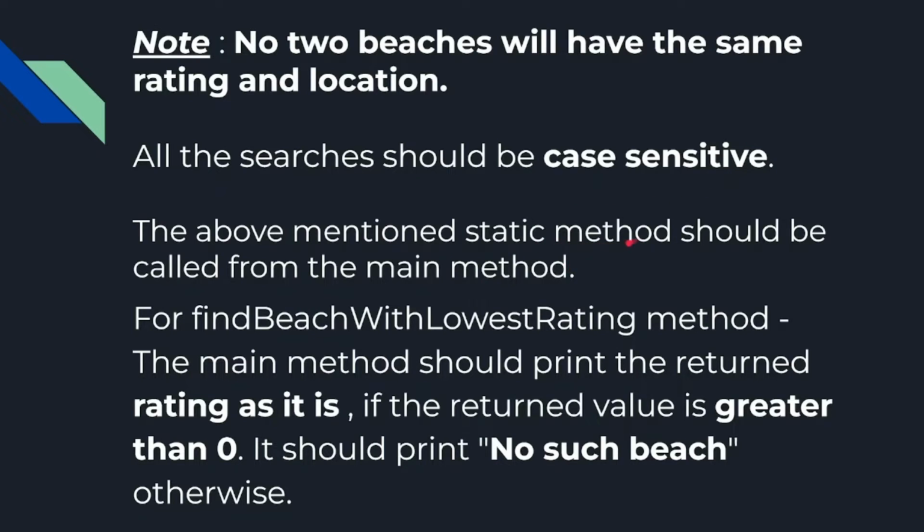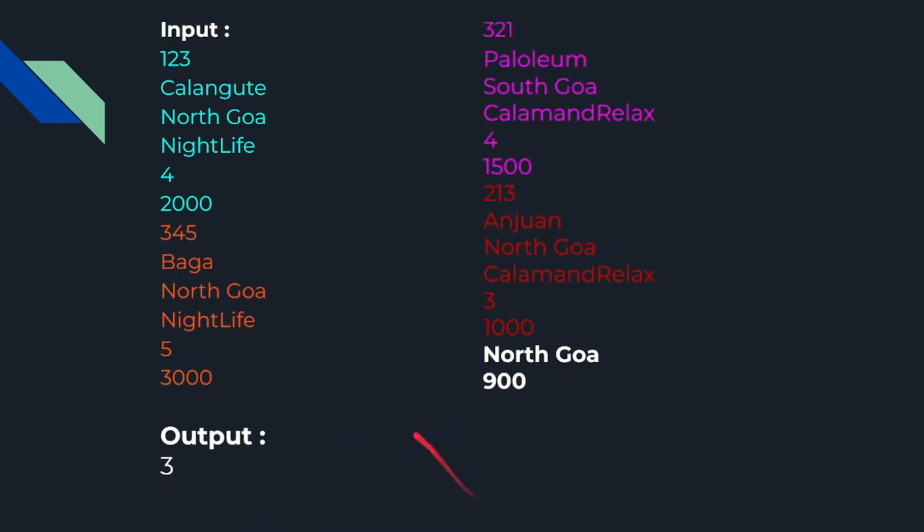The above mentioned static method should be called from the main method. They're asking for the findBeachWithLowestRating method. The method should print the returned rating as it is, if the returned value is greater than 0. Otherwise, it should print no such beach. So let's see the input and output now.